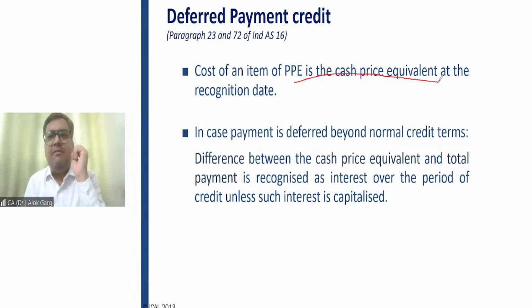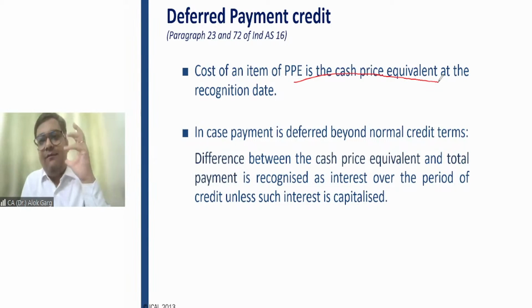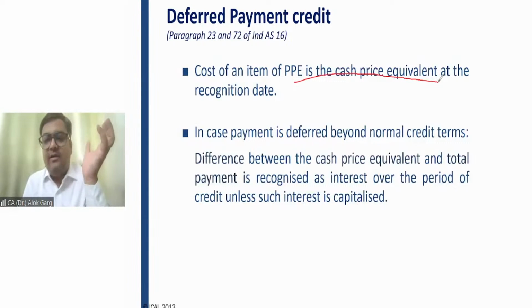So Tanisha will pass an accounting entry: car account debit 10 lakh rupees, interest account debit 2 lakh rupees, to bank account 12 lakh rupees. Sir, will this interest go to the P&L or be capitalized? The interest will only be capitalized if it is a qualifying asset as per Ind AS 23. In my example, a car is a complete asset when the company buys it, so the interest will not be capitalized, right?